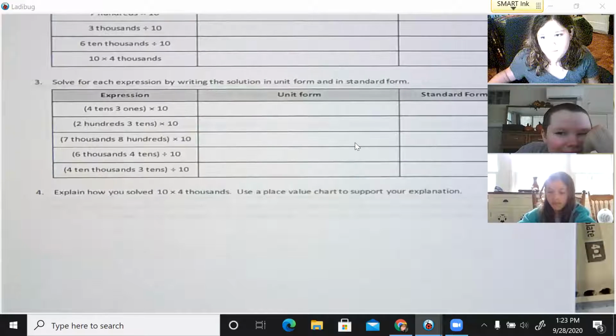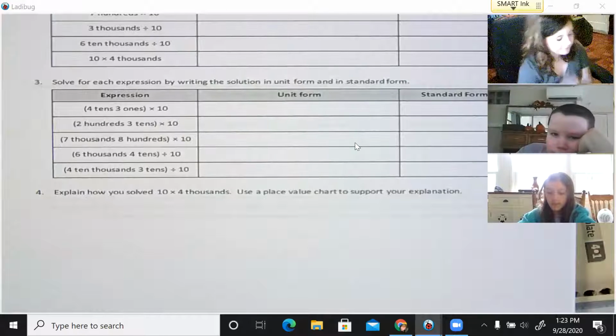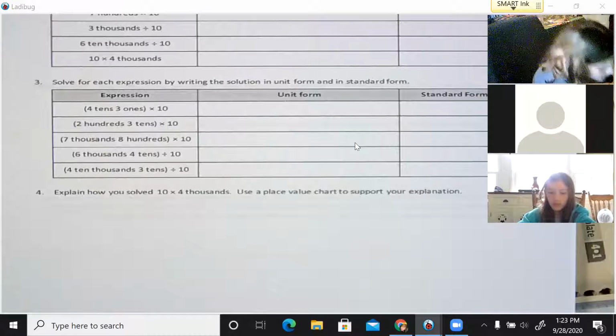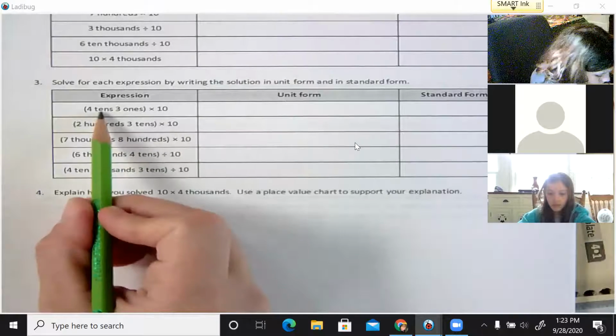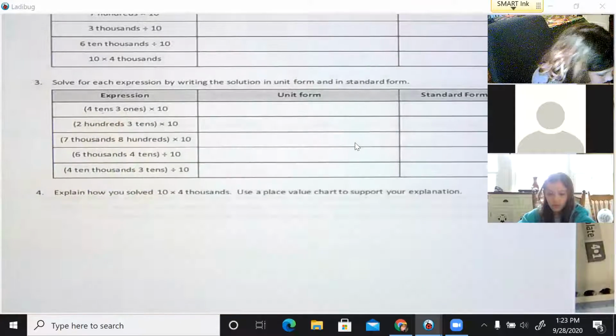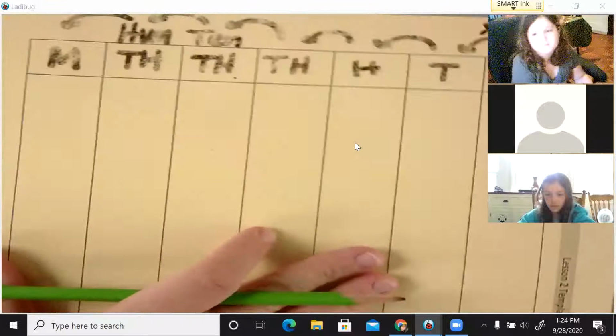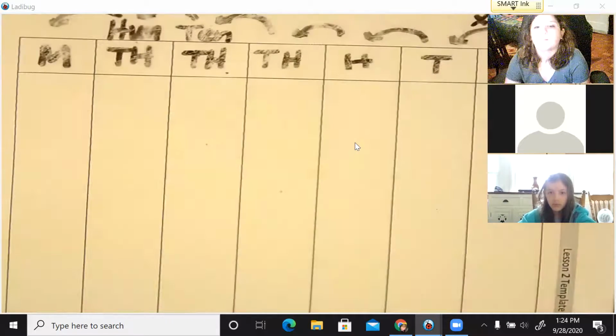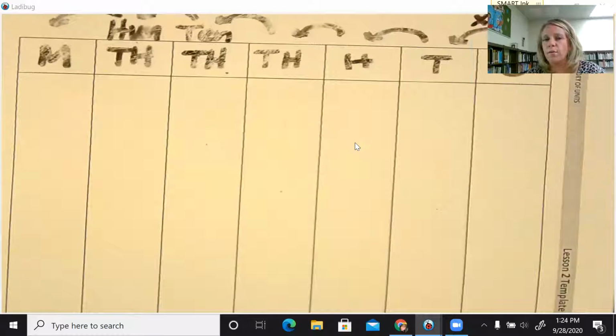Go ahead and read number 3 to yourself while I read it aloud. Solve for each expression by writing the solution in unit form and in standard form. Now if you notice, we have 2 different place values put together, and we have to multiply both of those by 10. So I'm going to use this chart to help us. If you ever need one of these, you have one in your student workbook on page 14.